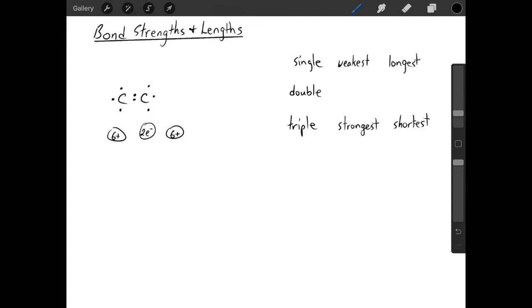In a carbon-carbon double bond, we have a similar situation, but with more electrons in between. And again, we've got 6 positive charges, the charge in the carbon nuclei, and now we've got 4 electrons in the middle, so it's a larger charge pulling the atoms together. And the same kind of thing is true for a triple bond. You've got 6 positives for the carbon nuclei, and now you've got 6 electrons in the center pulling those atoms closer together.